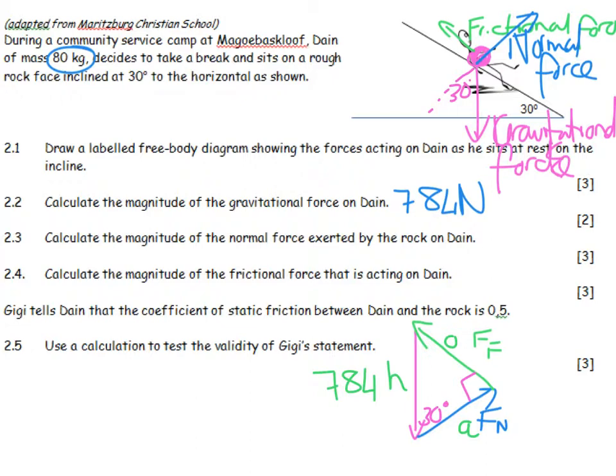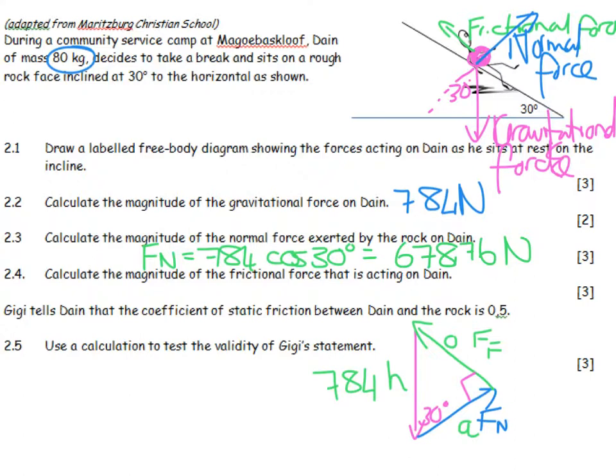So I will say that the normal force is equal to 784 cos of 30 degrees, or cos of 30 degrees is equal to the adjacent over the hypotenuse. That turns out to be equal to 678,76 newtons. Calculate the magnitude of the frictional force.